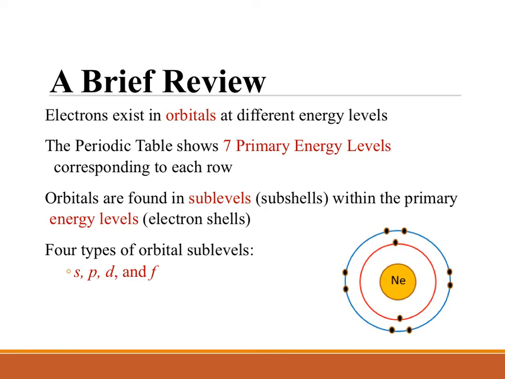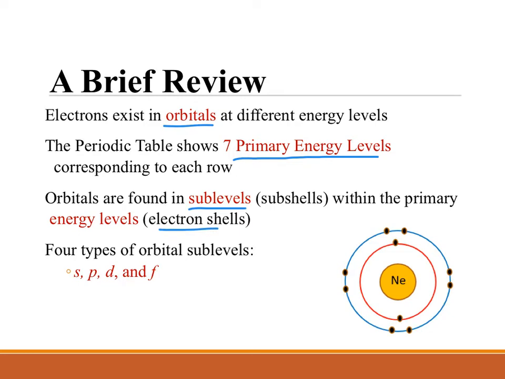Remember that electrons live in orbitals rather than orbits, and these orbitals are at different energy levels. The periodic table shows us the 7 primary energy levels, and this corresponds to the 7 rows in the periodic table. But in each energy level, we have various sublevels, sometimes also called subshells, because the primary energy levels themselves get known as electron shells.